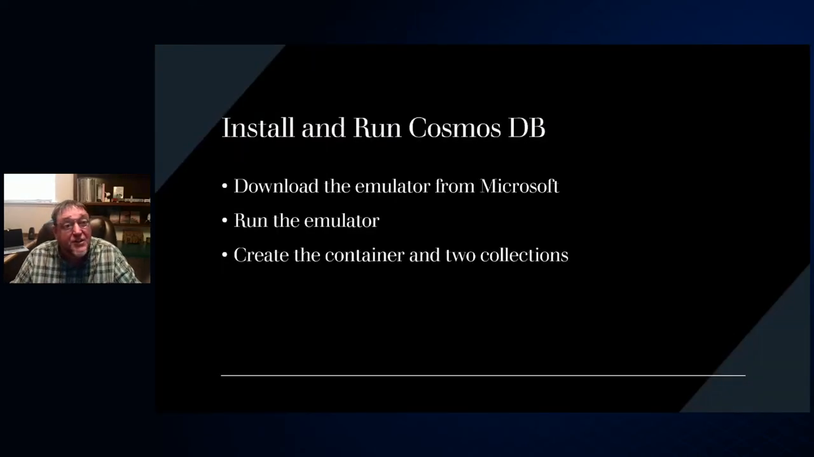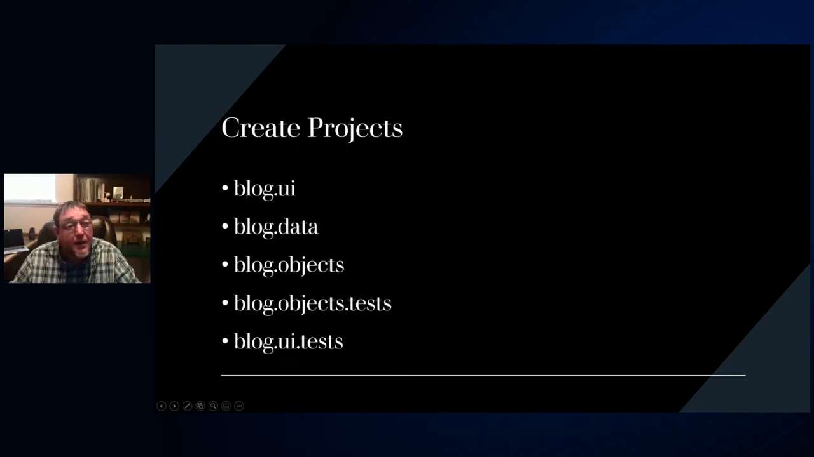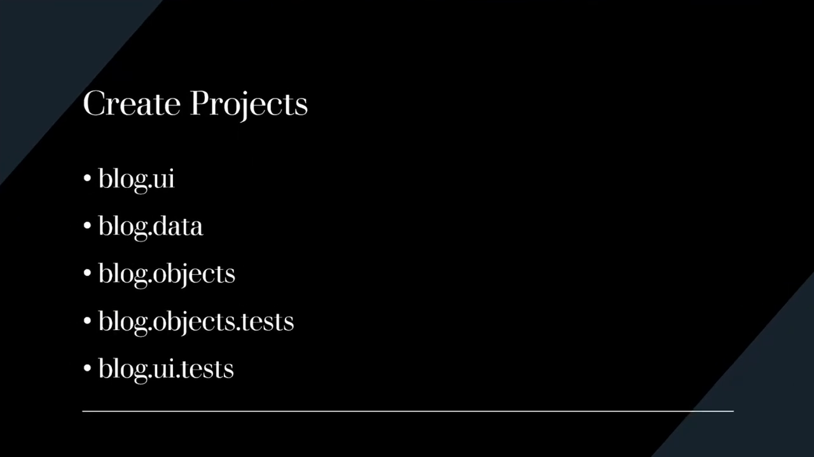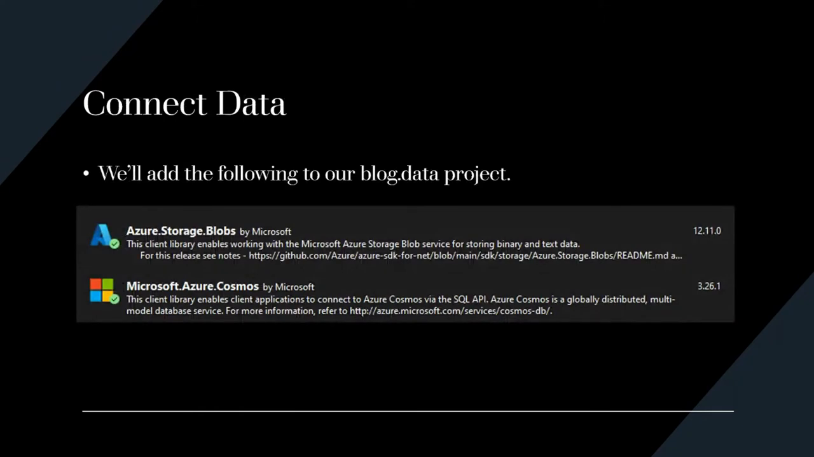So the project itself, I created a solution. And the project itself has a blog UI that is a React-based, it's an API-based and React front-end. Blog data, which is where we're going to be spending our time. It has an objects project where all of our objects are stored. And then I have some unit tests because I'm very big on test-first development, and you'll always see that in demos that I do. We'll be adding the following, or we actually already added them, but we'll add the following NuGet packages to do this.